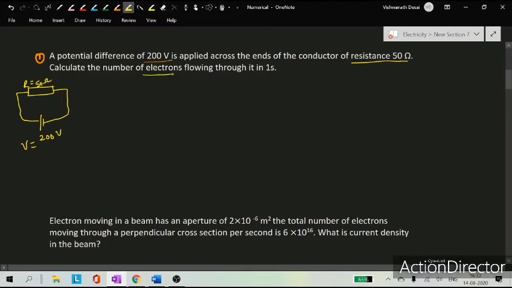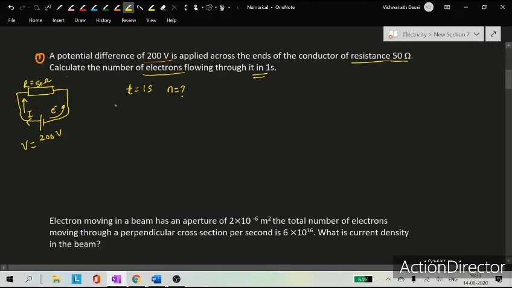Calculate the number of electrons flowing through it in 1 second. So time is given; you can note it down, which is 1 second. If you connect the battery, the current starts flowing in it. If the current is flowing in this direction, it means all the electrons are flowing in the opposite direction. What they are asking is the number of electrons flowing through it in 1 second. So these are the given data.